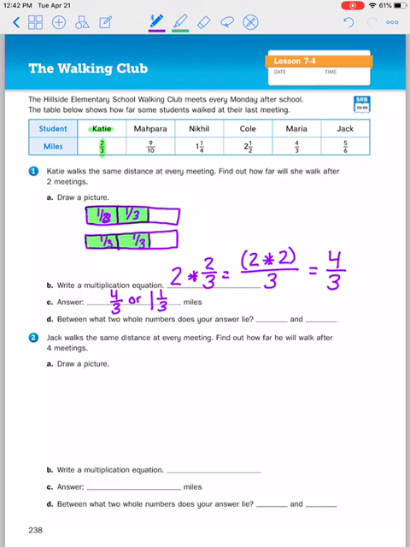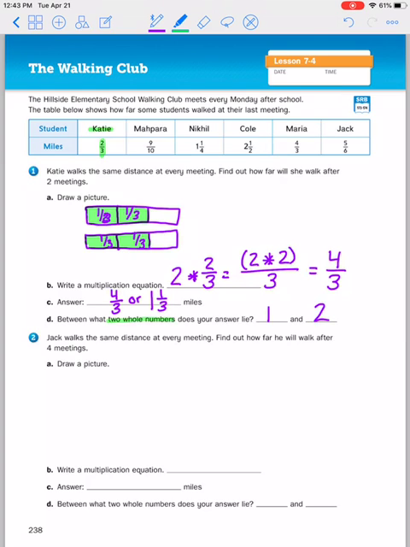So between what 2 whole numbers does my answer lie? If I was to put this on a number line, where would it fall? Well, I know that there's 1 whole, so it's definitely greater than 1, but it's not as big as the number 2. So my answer lies between 1 and 2.